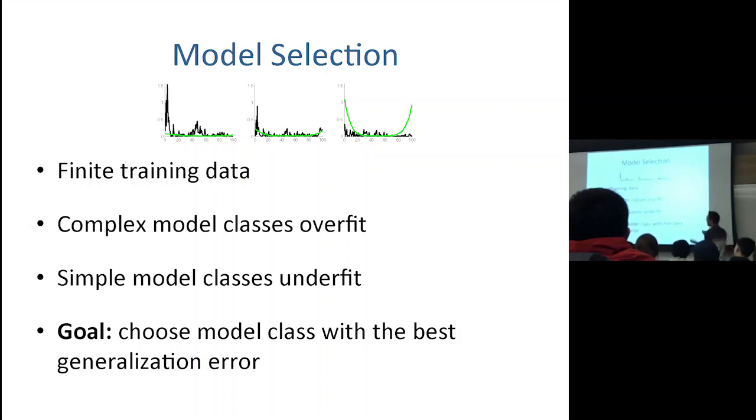Finite training data, complex models overfit, some models underfit. How do we choose the model class with the best generalization? This also means don't overfit too much. Right? Okay, generalize to the test set.